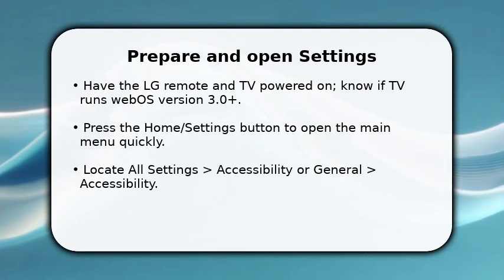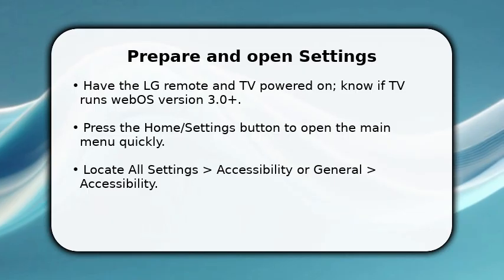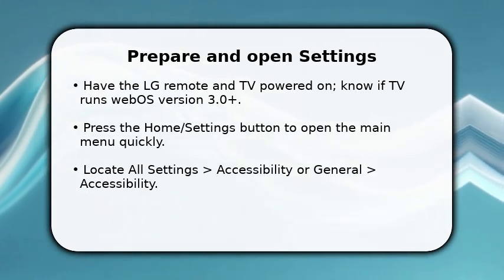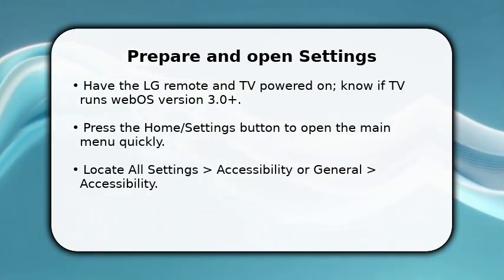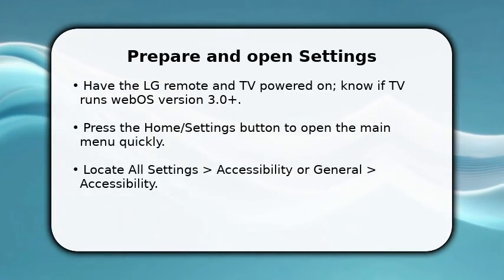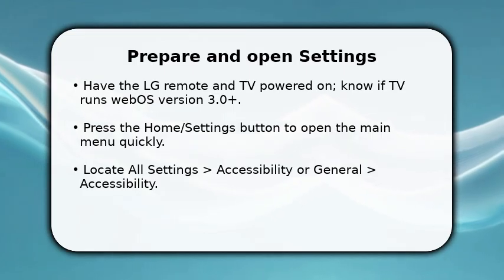Enjoy the video. You already have the remote and the TV on. Start now. Press Home or Settings and navigate straight to All Settings, then Accessibility. Once there, focus on the Closed Captions area. This is where TV-level caption controls live. Make sure you note whether your TV lists closed captions, subtitles, or audio and subtitles, because labels vary by WebOS version. Once found, you're ready to change the on/off control.